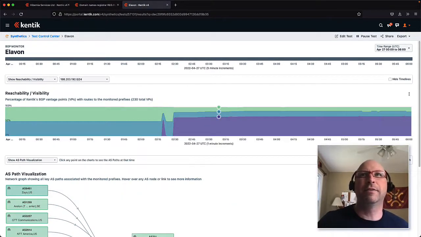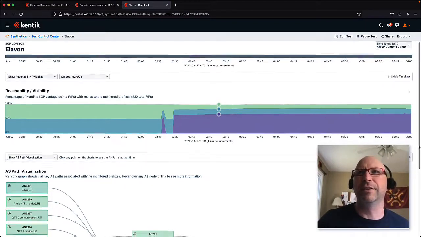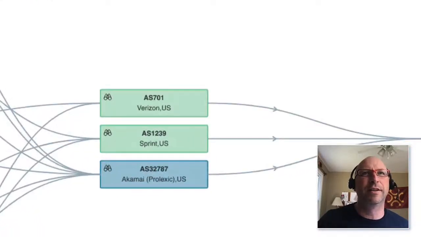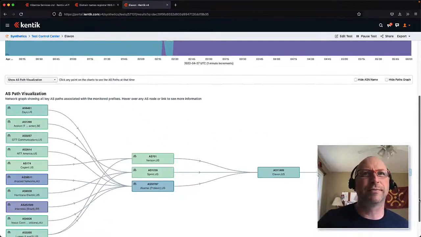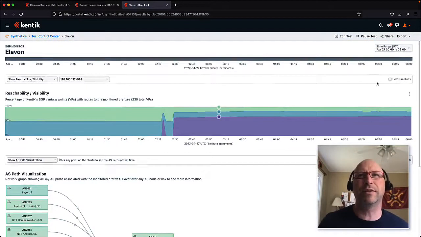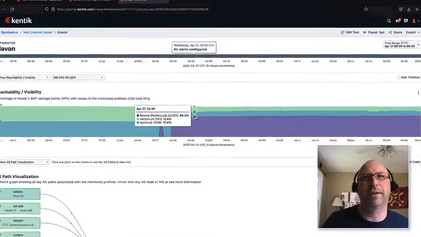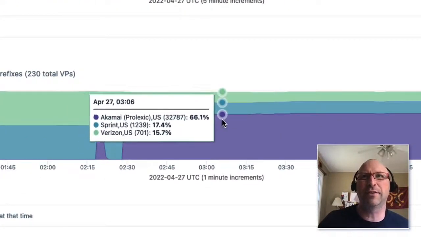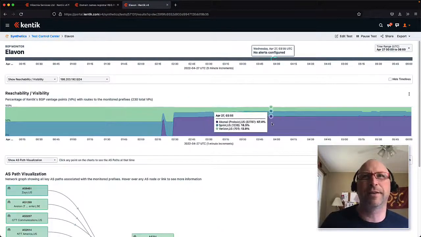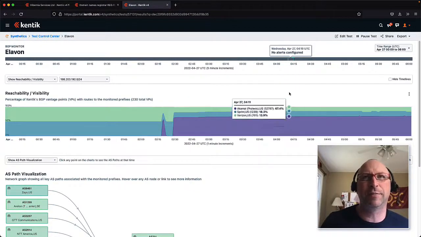And then there's another example. Let's see if we can see the bottom. This is Elevon, last month, activating Prolexic, Akamai's Prolexic. The previous upstreams were Sprint and Verizon. And again, you get into this situation where Prolexic is only achieving about 67% of the propagation, and this just stays this way. So there's something persistent happening here that they're never able to achieve 100%.